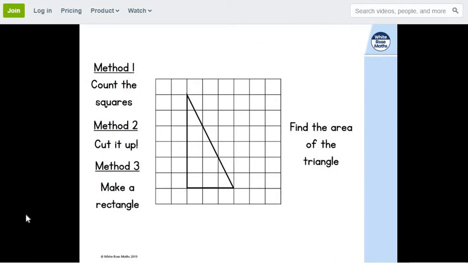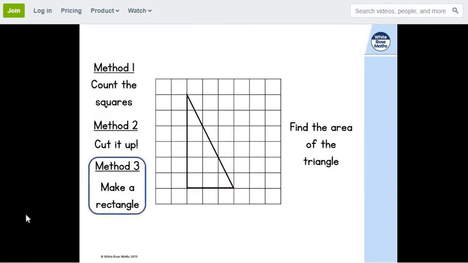Which method did you choose? Did you come up with a new one? Let's have a look at method 2, see how that would work. Well, I chop it here. I can visualise making the rectangle. In this case, a square. And the area would be 9 squares.